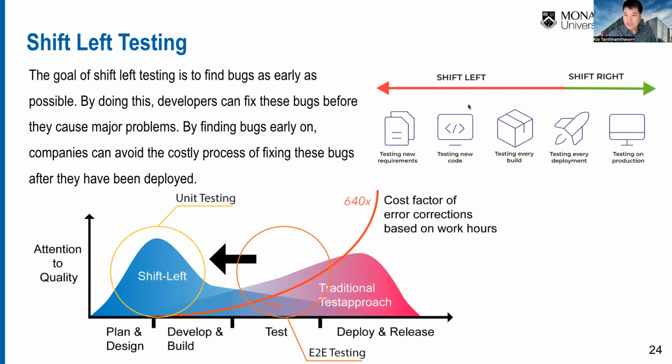To do the shift left testing, right? Normally, we need to test the new requirement first, test the new code, test every build, test every deployment, test on production as well.